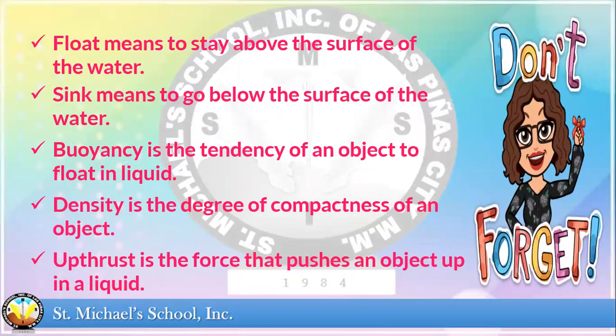So remember that float means to stay above the surface or the water. Sink means to go below the surface of the water. Buoyancy is the tendency of an object to float in liquid. Density is the degree of compactness of an object. And the thrust is the force that pushes an object up in liquid.